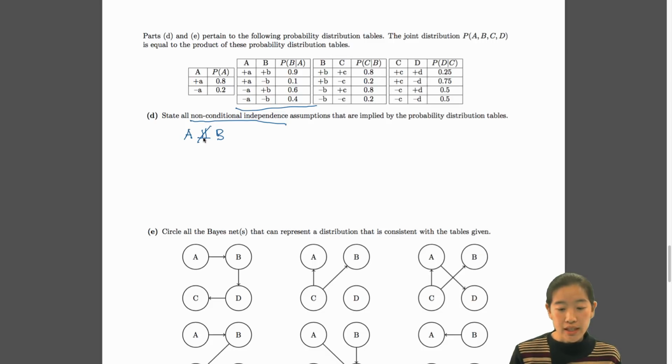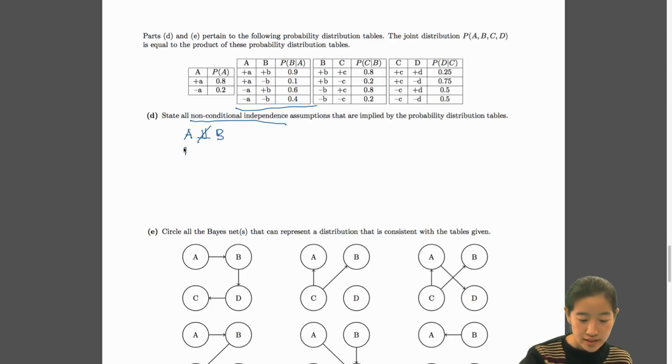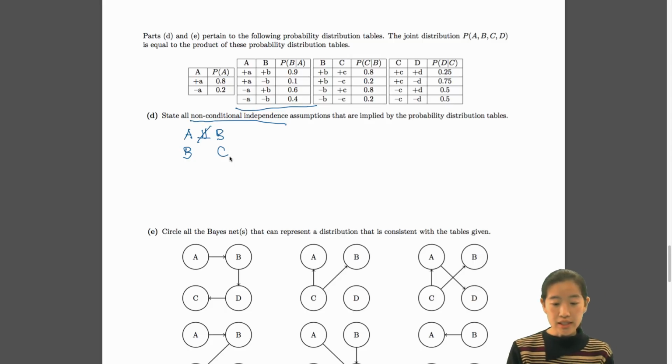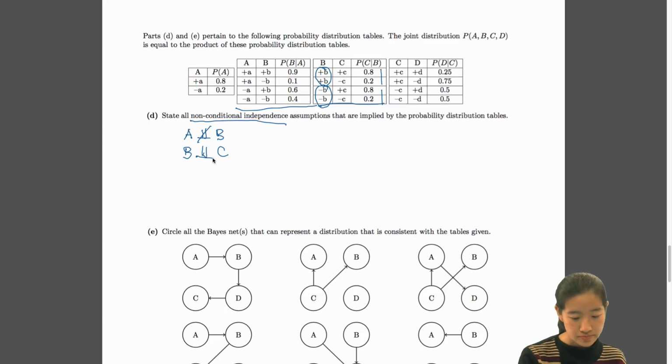What about between B and C? Let's take a look at this one. B and C. If we know something about B, do we know something about C? Looking at this conditional probability table here, we see that if we know B, either it is plus B or minus B, it doesn't actually change the conditional probability table. So that doesn't give us any additional information. So in this situation, even though we saw this conditional probability table, B is actually independent from C.